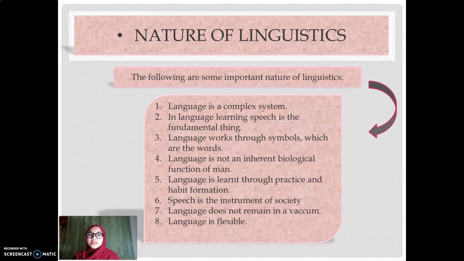6. Speech is the instrument of society. According to Ben Jonson, a society cannot be thought of without language. 7. Language doesn't remain in a vacuum, so it is related to the culture of a particular society. 8. Language is flexible. It changes from time to time, growing in respect of speech, sounds, grammatical features, vocabulary, etc. Therefore, in language, we should not be rigid.